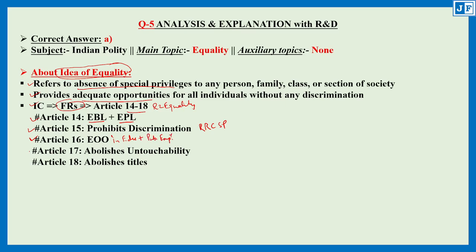Article 17 talks about abolishment of untouchability. The Government of India enacted an act related to this, which is the Civil Rights Act 1955. Article 18 abolishes all sorts of titles of nobility like Maharaja, Rao Saab, Rai Saab and all.